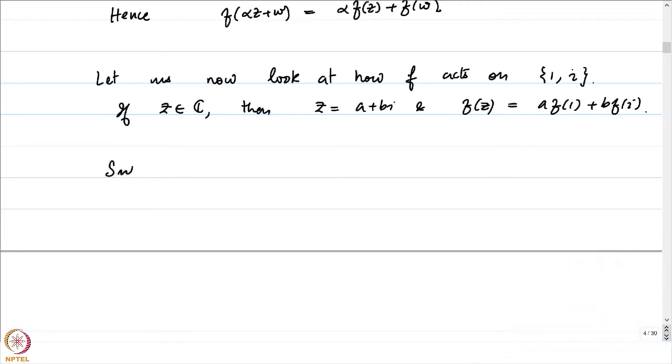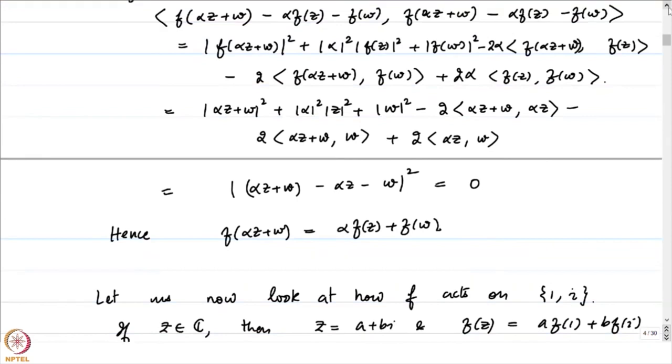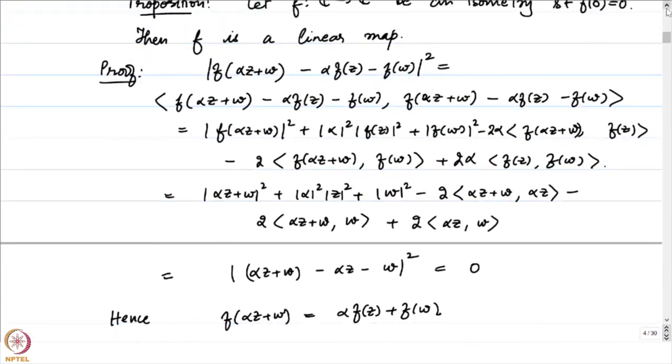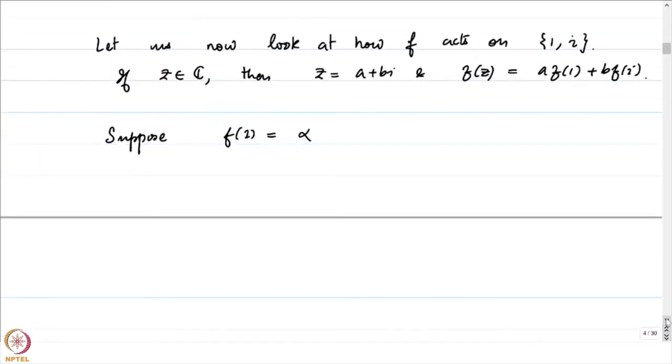Okay, suppose f of 1 is equal to some complex number alpha. Oh, I'm using alphas too many times. Maybe I should have used an a above, because alphas generally are used for alpha in R. Okay, this was the case in the proof, but do not confuse in what follows. This alpha is a complex number. Alpha is some complex number. It could be a complex number which is not a real number.